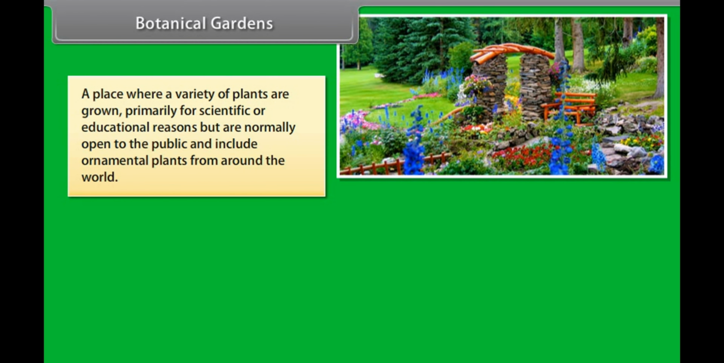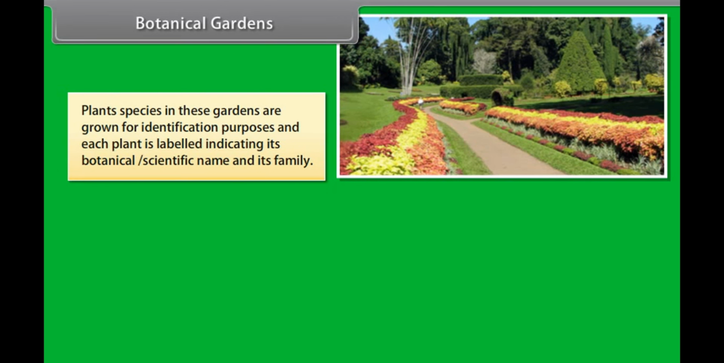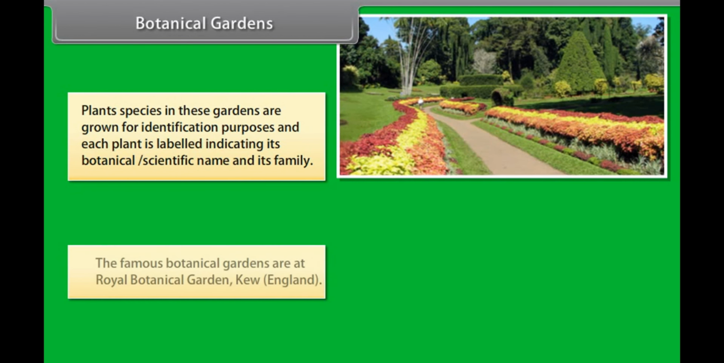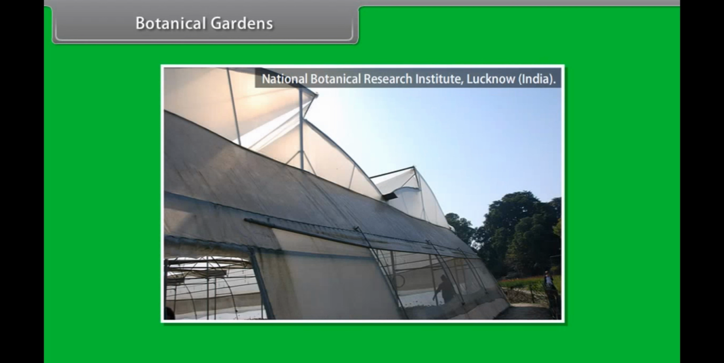Botanical gardens. A place where a variety of plants are grown, primarily for scientific or educational reasons, but are normally open to the public and include ornamental plants from around the world. These specialized gardens have collections of living plants for reference. Plant species in these gardens are grown for identification purposes, and each plant is labeled indicating its botanical scientific name and its family. The famous botanical gardens are at Royal Botanical Garden, Kew, England. The famous Indian Botanical Research Institute, Lucknow, India.